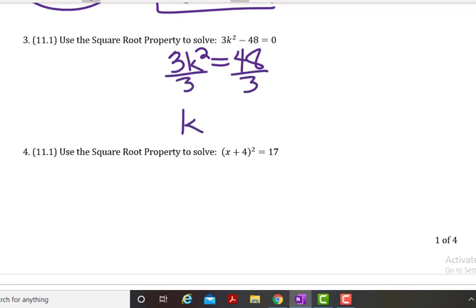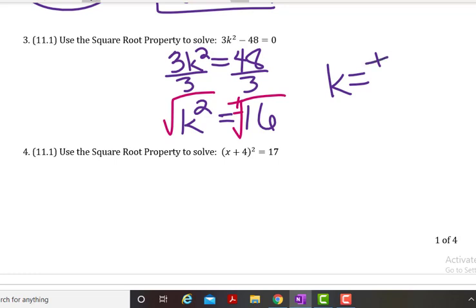After I divide both sides by 3, I get a perfect square on the left of k squared, and 48 divided by 3, I get a 16 on the right. Now, to use the square root property, I take the square root of both sides. Again, notice the perfect square on the left, and I will do plus or minus the square root of 16 on the right. The plus or minus has to be there on the side that has the number. The square root of k squared is k, and then plus or minus the square root of 16 would be plus or minus 4, and that would be our answer.